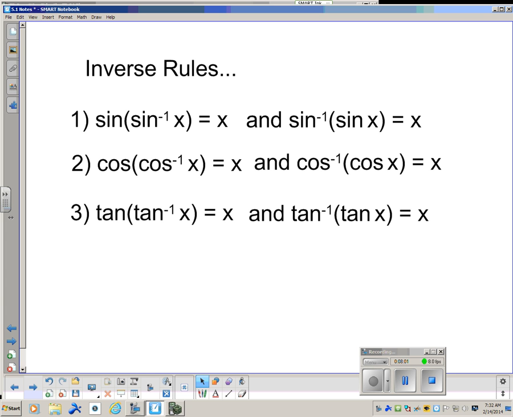The cosine of the inverse cosine of x is equal to x, and the inverse cosine of the cosine of x is equal to x, provided that they're actually defined on the unit circle. And the tangent of the inverse tangent of x is equal to x, and the inverse tangent of tangent of x is equal to x.